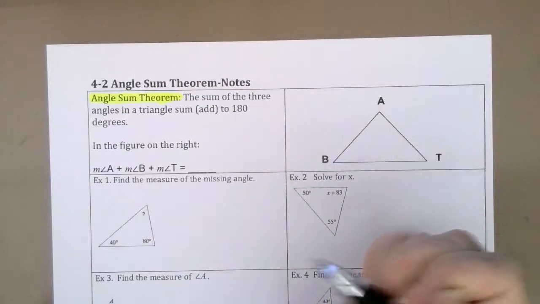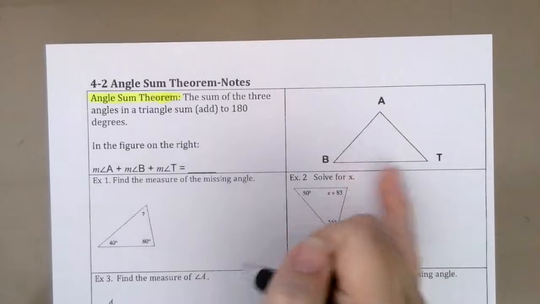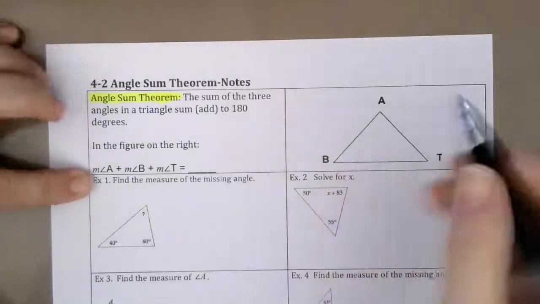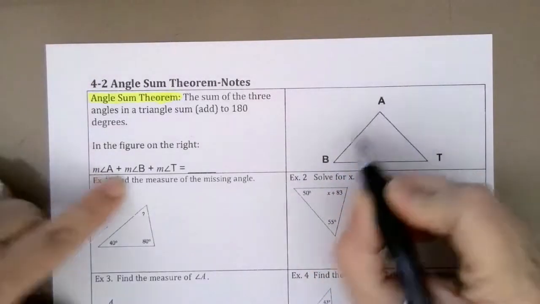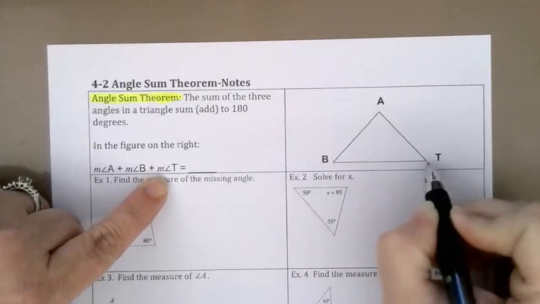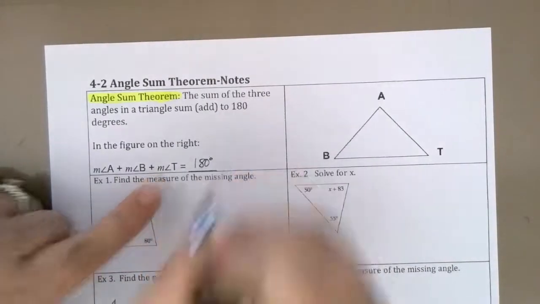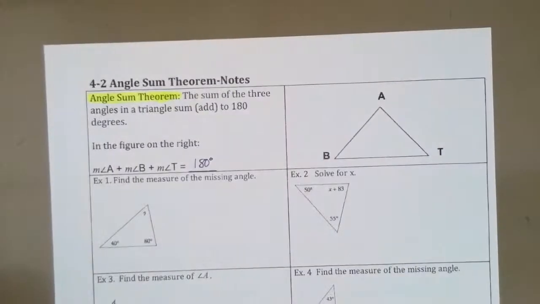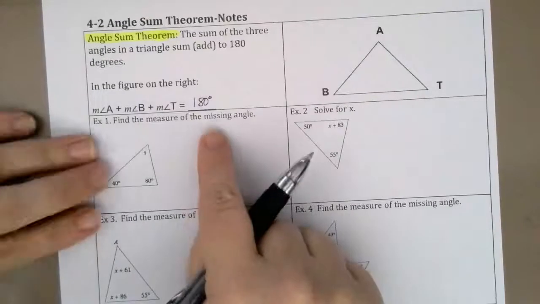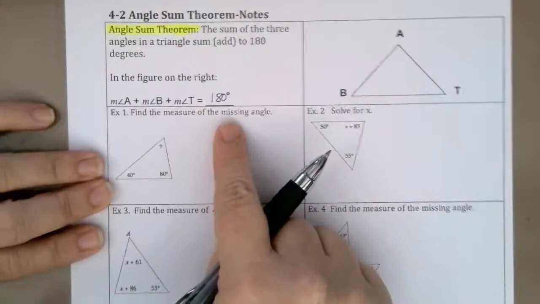Okay? So, I have a triangle here, right? That means that the measure of angle A plus the measure of angle B plus the measure of angle T is equal to... Terribly difficult, isn't it? And that's what we're going to play around with today. Okay? So, find the measure of the missing angle.